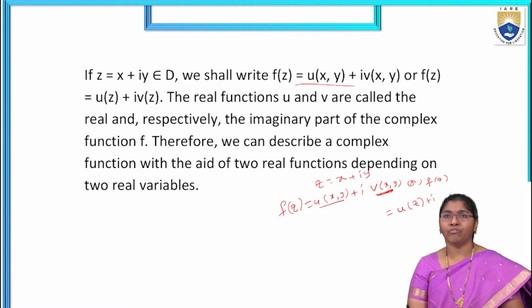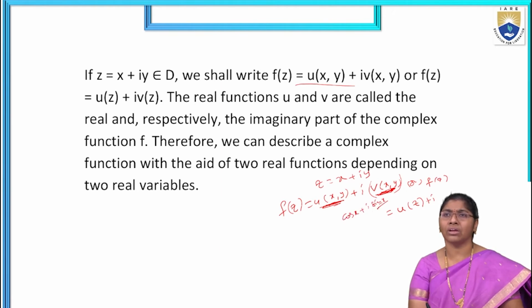Therefore, we can describe a complex function with the aid of two real functions depending on the two real variables, x comma y. In a complex number, this is the real part. For example, cos x plus i sin x.